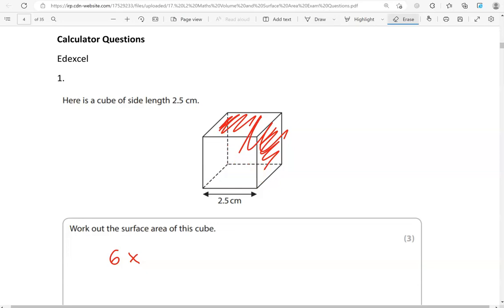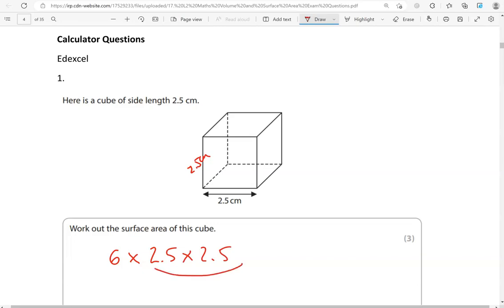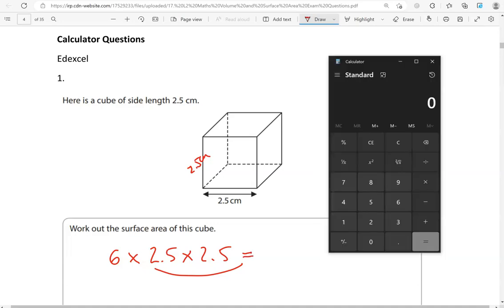So we know the dimensions. We've got side length of 2.5 centimeters, which means that this is 2.5 centimeters as well, as this is a cube. So 2.5 times 2.5. That's how you get the area of each of these faces. So 6 times 2.5 times 2.5 gives us 37.5.